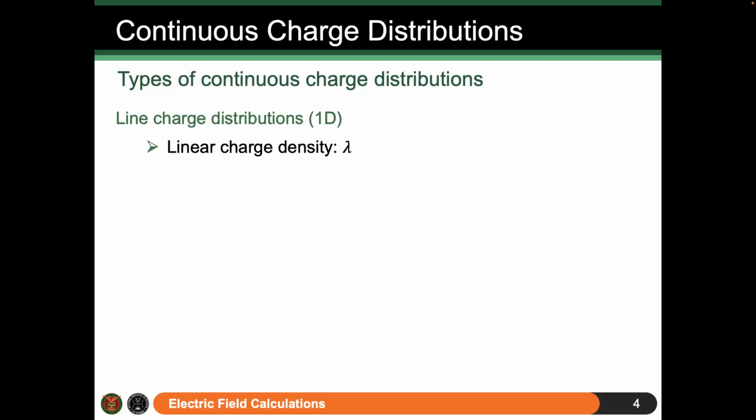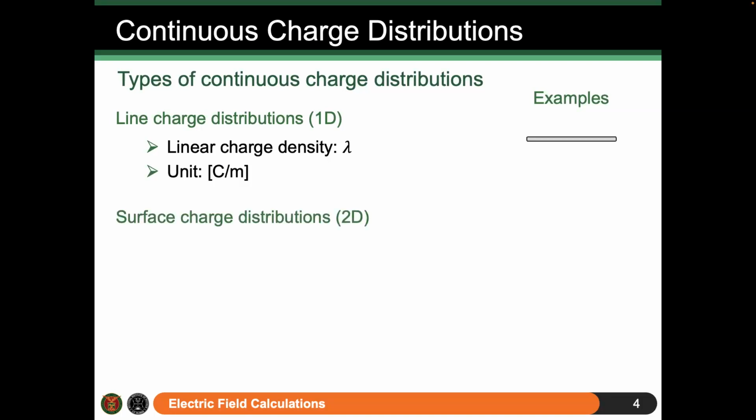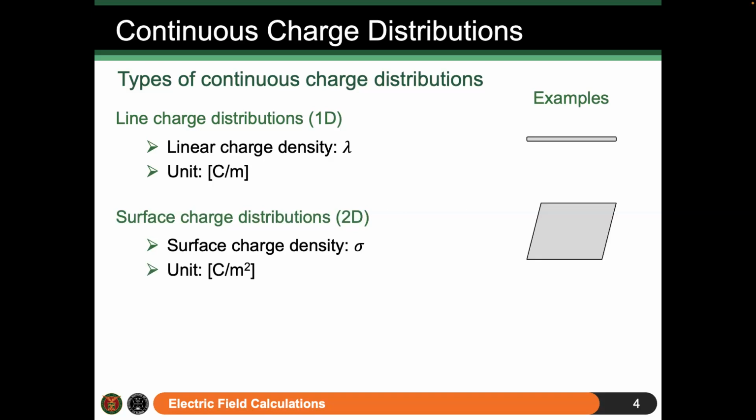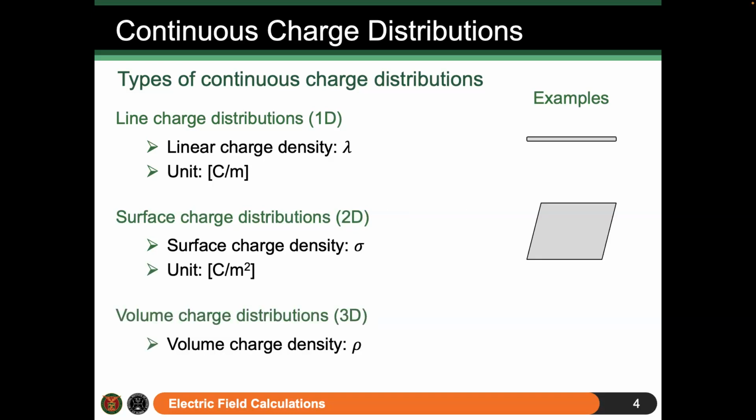There are three types of continuous charge distributions: a line charge, which is one-dimensional, a surface charge, which is two-dimensional, and a volume charge, which is three-dimensional. In line charge distributions, we usually use lambda to indicate the linear charge density of a material. Its unit is coulomb per meter, so charge per unit length.